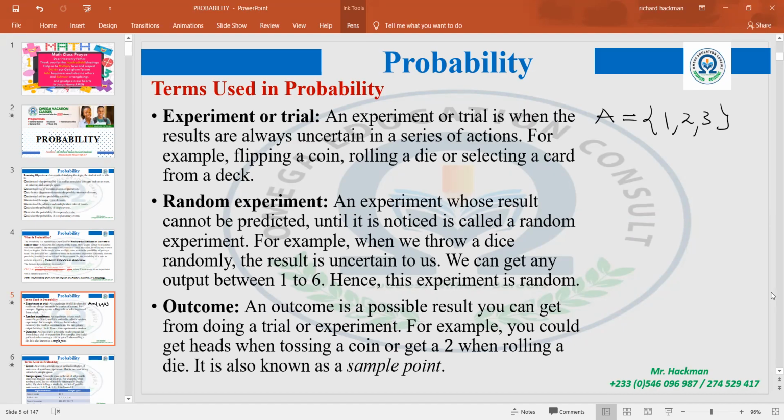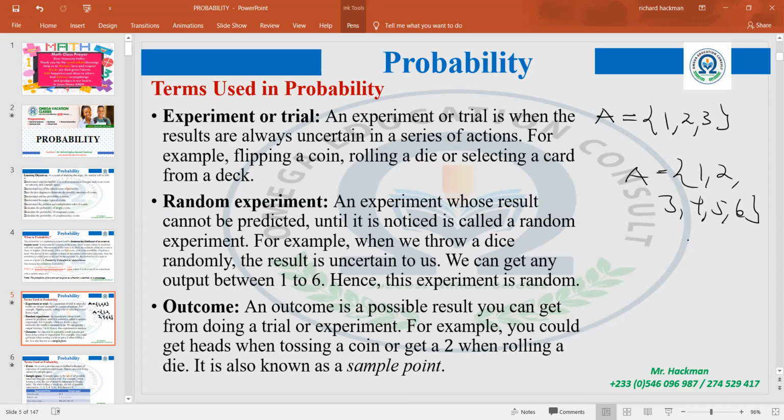So an outcome is a possible result you can get from doing a trial or an experiment. So if I'm talking of sets, and maybe I'm talking about the elements, maybe 1, 2, if I roll a die, 3, 4, 5, or 6. If I don't tell you that I'm dealing with rolling a die or probability, then the numbers here will be regarded as elements. But once I'm dealing with probability, the elements here will be regarded as outcomes. I hope I'm clear enough.